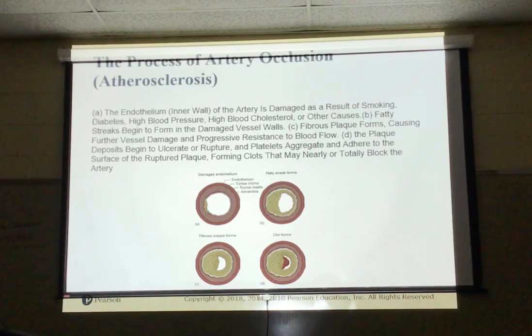There's a really good picture of that in your book, if you can't see that screen right there. A is a normal, healthy, well, kind of sort of healthy artery, it's got a little plaque in there.